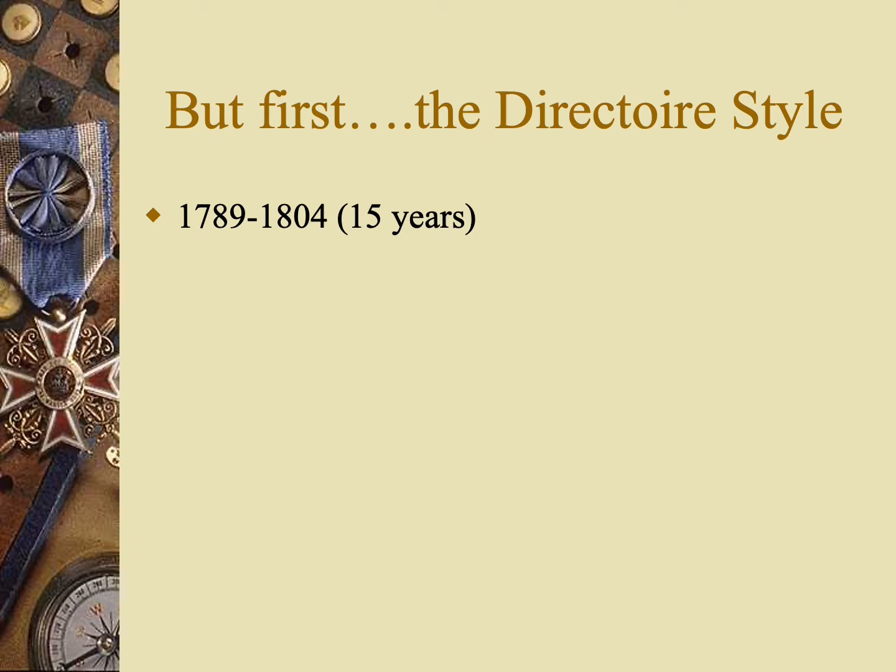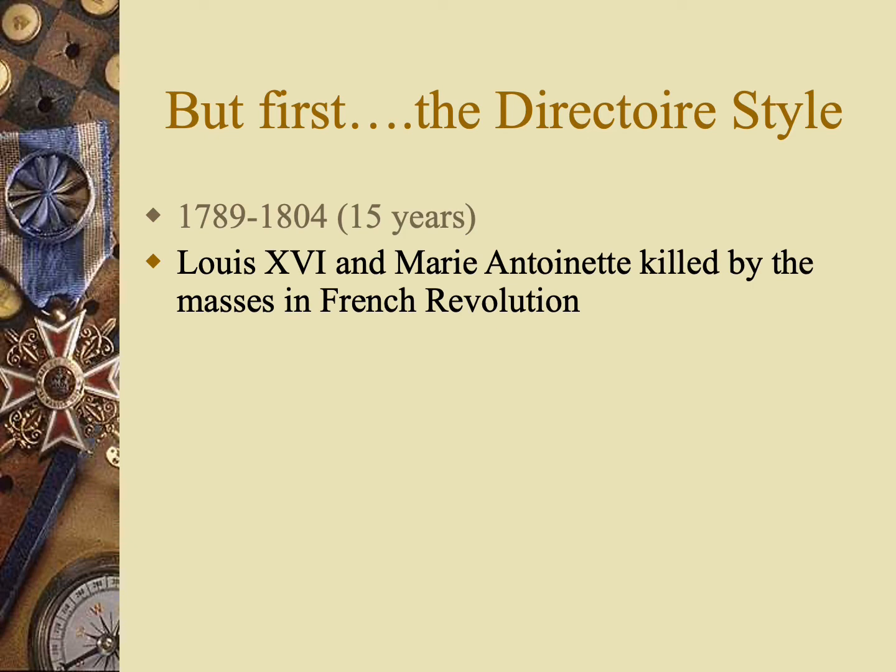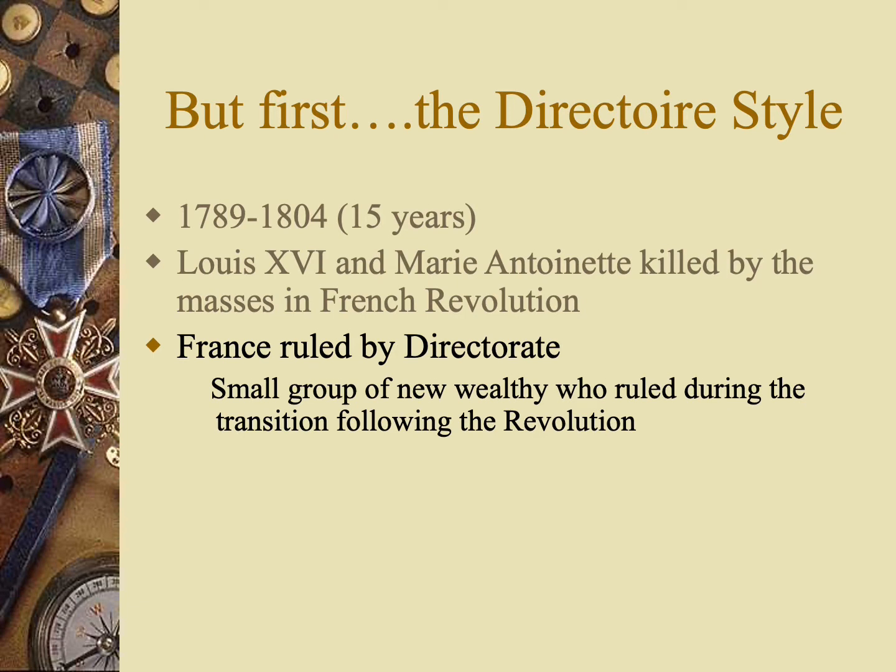So if you'll remember, in 1793, that is when Louis XVI and Marie Antoinette are killed during the French Revolution. However, France isn't going to see another singular ruler come into play until Napoleon does much later. In the meantime, France is ruled by a directorate, which is a small group of new wealthy who ruled during the transition following the revolution.